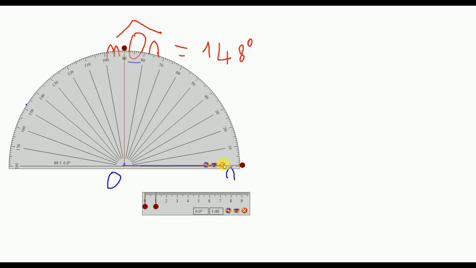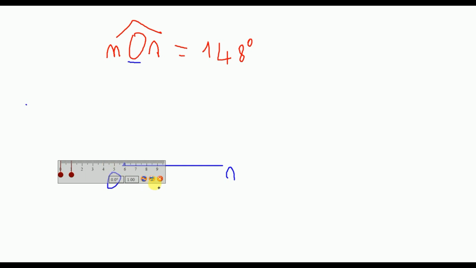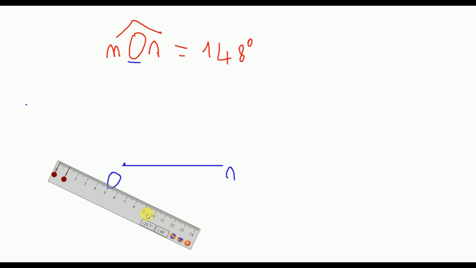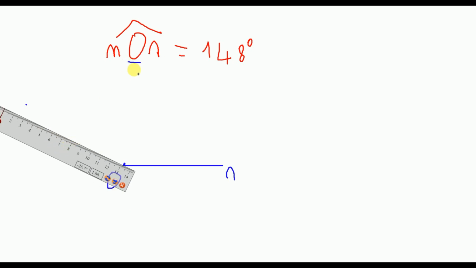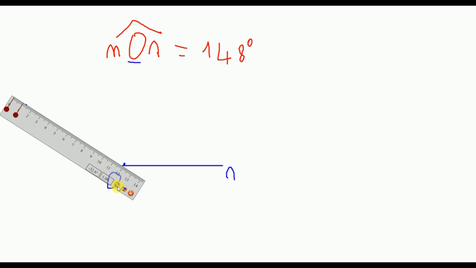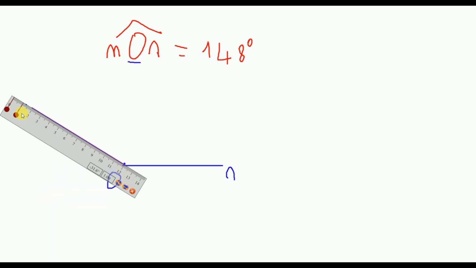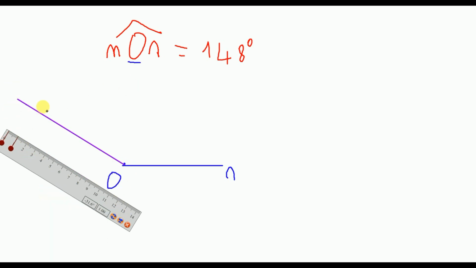It's an obtuse angle. Once I find the dash, now I draw the semi-line OM. So I must position my ruler correctly. After I do, I choose another color and I draw the second side OM. So this is an angle measuring 148 degrees.